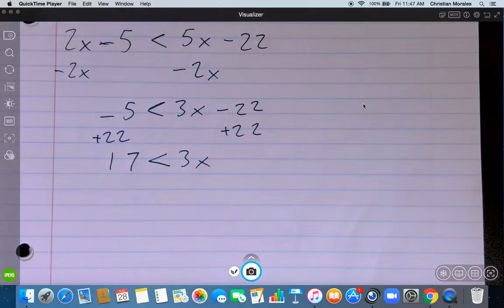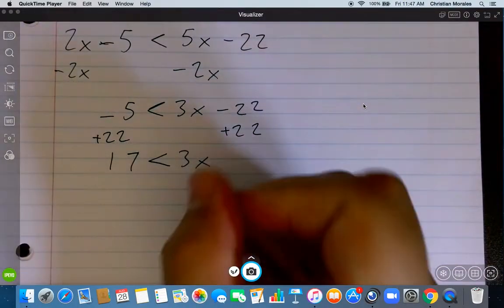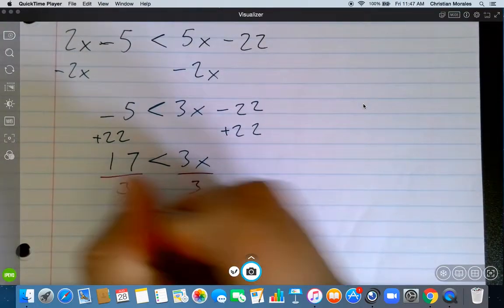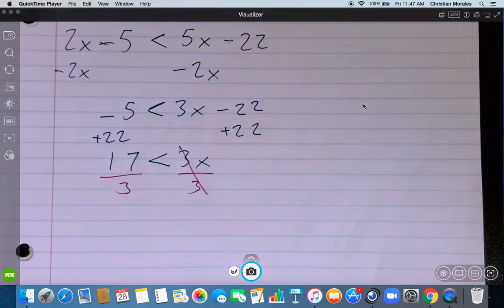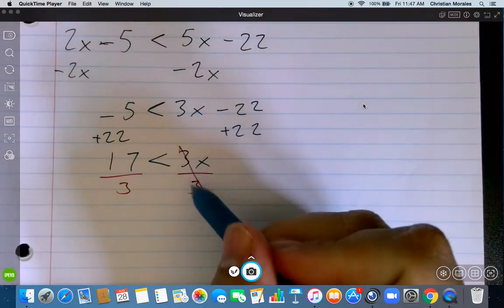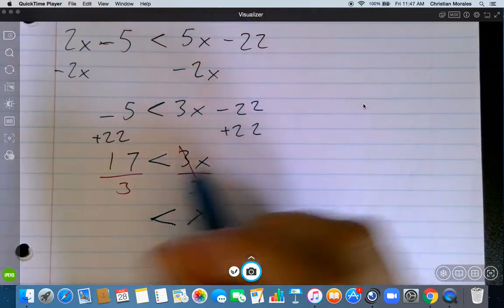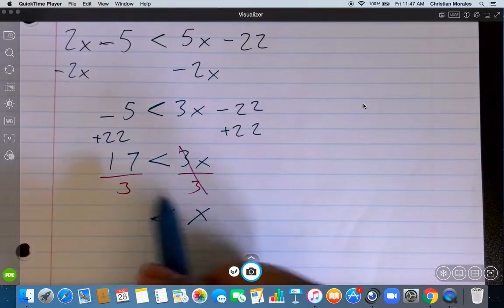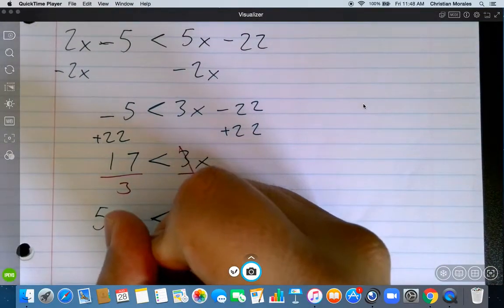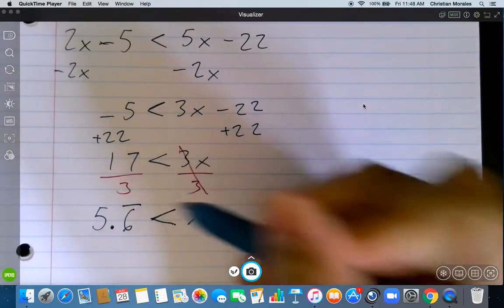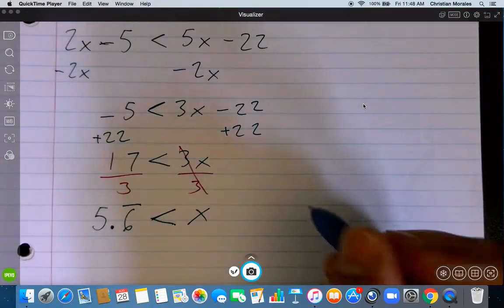Next, I'm going to divide. So I'm going to divide by 3. 3's cancel out. I am not going to switch the sign because I'm not dividing by a negative. So the sign and x stay the same. Over here, though, I'm going to get a decimal. I'm going to get 5.6 repeating.